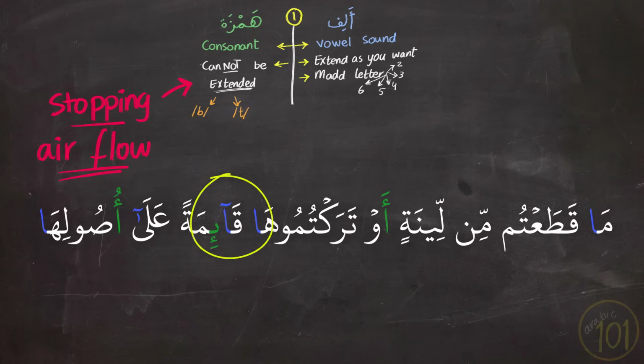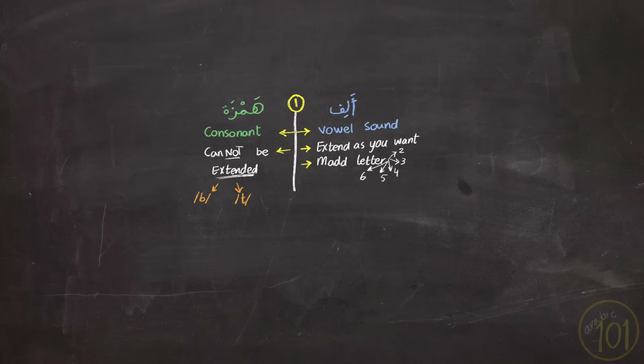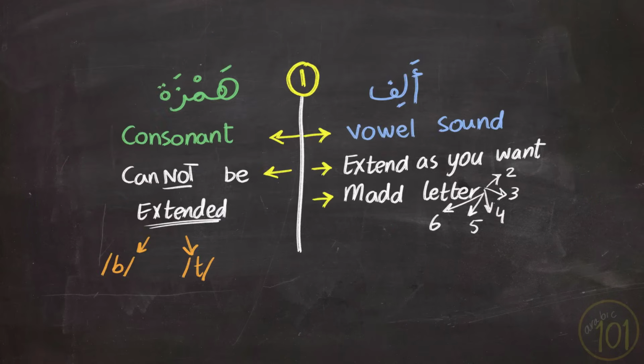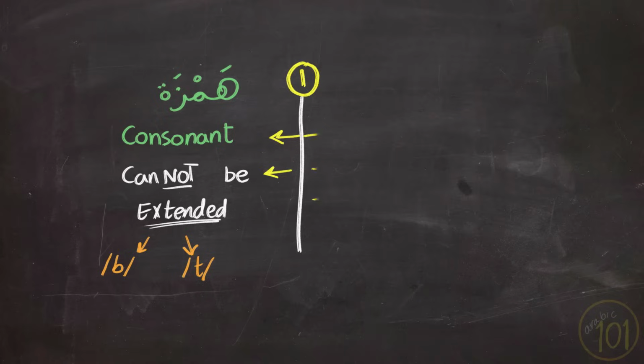أو قائمة أصولها. All of these instances contain a Hamza, which is a stopping of airflow. So Alif is a vowel, extendable. Hamza is a consonant, cannot be extended.